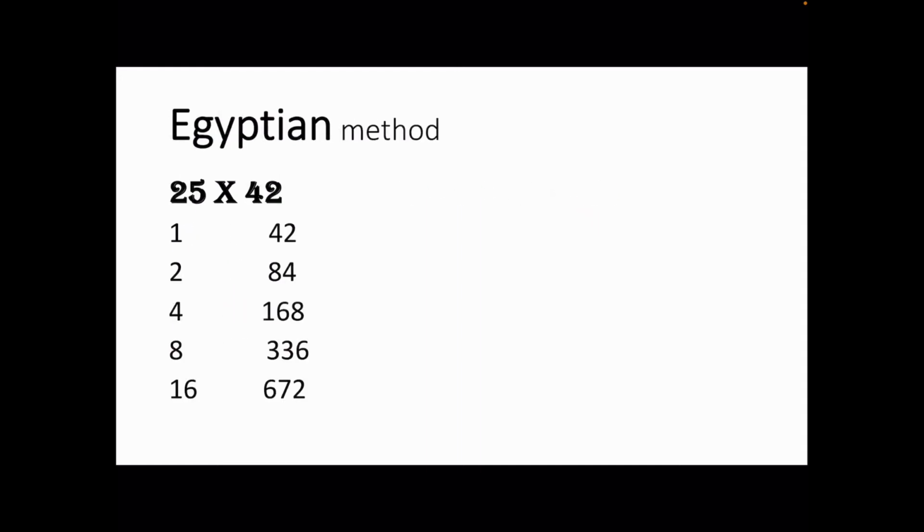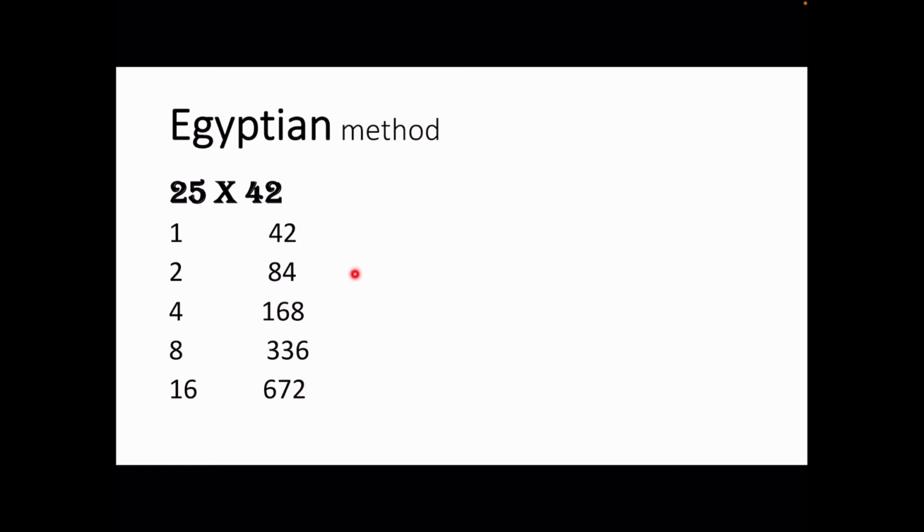Next up, we have the Egyptian method. In this, in the left-hand side column, starting from 1, we're going to keep doubling numbers. And we're going to stop when we know the next number will be greater than the number we have here, that is 25. So we're going to go 1, 2, 4, 8, 16. Stop here because 32 will be greater than 25. And over here we're going to go 42, 84, 168, 336 and 672.